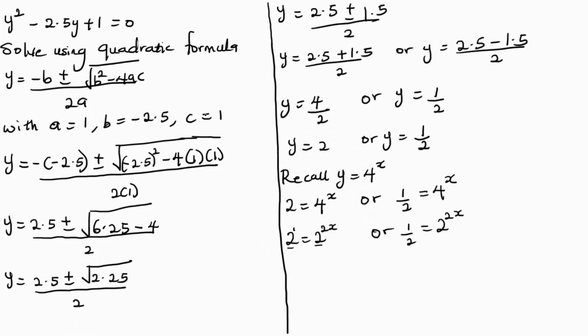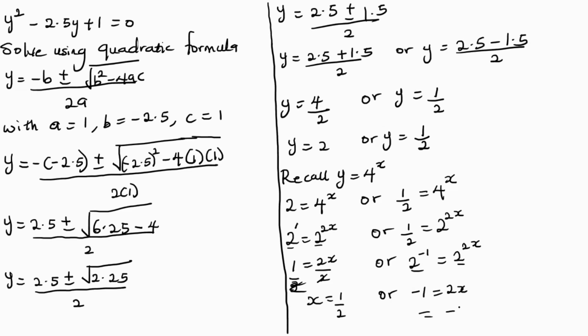So for this we have 1 is equal to 2x. Now we can easily write 1 over 2 as 2 raised to the power of negative 1, which is equal to 2 raised to the power of 2x. So dividing both sides by 2, we have x is equal to 1 over 2. For the other one, since the bases are the same, we equate the exponents, and this becomes minus 1 is equal to 2x, which gives x is equal to minus 1 over 2. And we have been able to get the values for x.